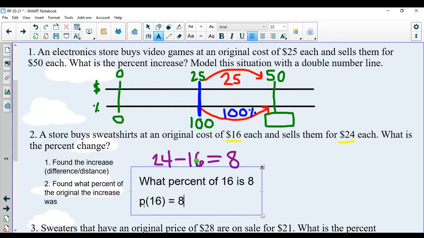You might need to solve this out using your algebra skills, but some of you may already know 8 is half of 16, and 1/2 as a percent is 50. So in this case, the sweatshirt was increased by 50%.